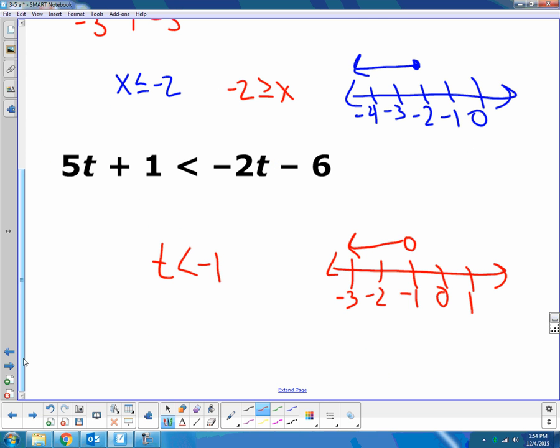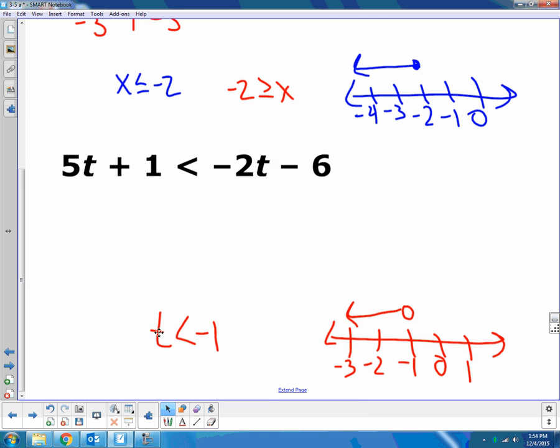Down here, similar idea. If I'm going to solve for t, I need to get all my t's together. Now you could subtract 5t from both sides. You'll end up with -7t. However, I'm going to try and avoid negatives if I can. So I'm going to add 2t here, because -2t plus 2t is nothing, is 0. And so if I add 2t to both sides, I've eliminated the t's from over here.